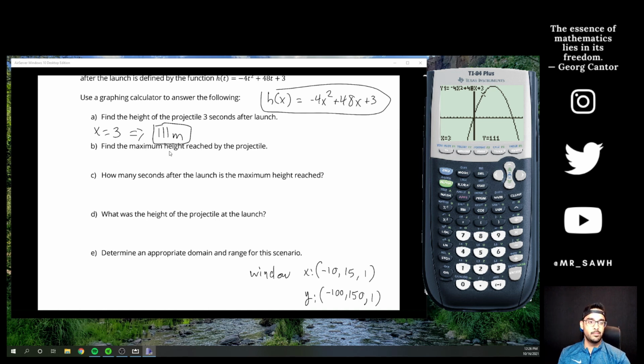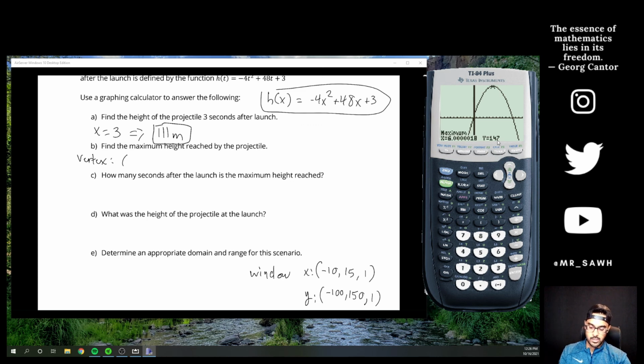B, find the maximum height. So really we're looking for the vertex. So second trace again for your calculate menu. I know it's a maximum, so option 4. And put your cursor on the left side of the maximum, hit enter. Move your cursor over to the right side of it, hit enter again, enter one more time.